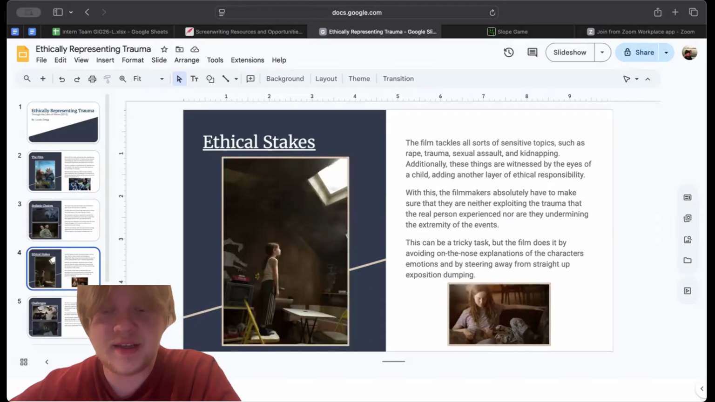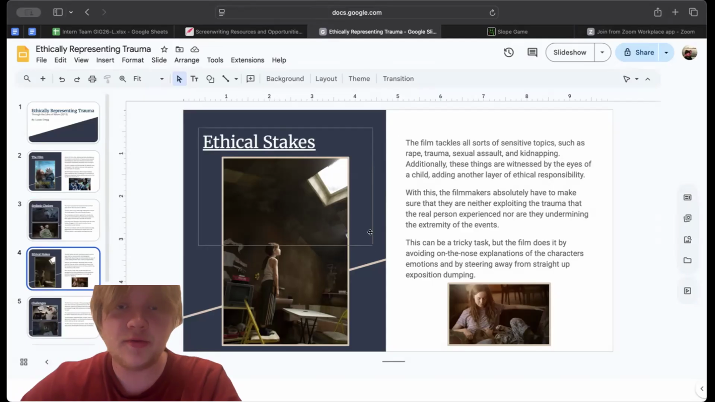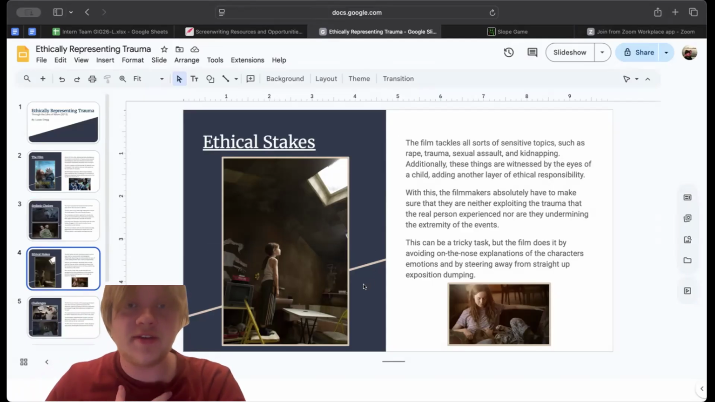The ethical stakes, as I mentioned earlier, there's sensitive topics such as rape, trauma, sexual assault, and kidnapping. And having to show these things through the eyes of a child character adds another layer of ethical responsibility as well. They have to really make sure that they're not exploiting or undermining the severity of the trauma. And they do this by actually showing their transformation and how going through something traumatic, the pain isn't going to just go away the second that they're saved.